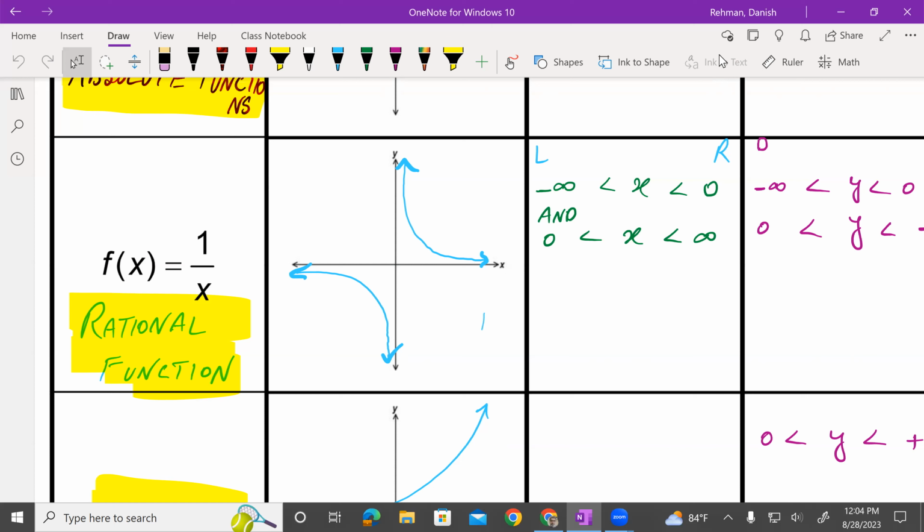I can mention the domain from negative infinity up till positive infinity. And the range for this one, because it doesn't touch the x-axis, range is bigger than 0, but it keeps on going up to positive infinity on the upper side. So the minimum is greater than 0 and the max is positive infinity. Let's keep on going. Logarithmic function.